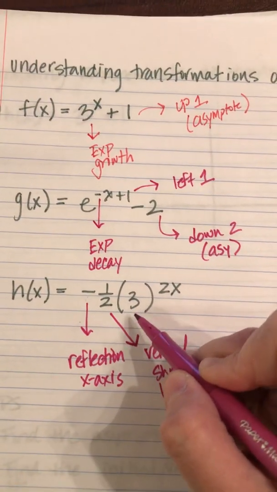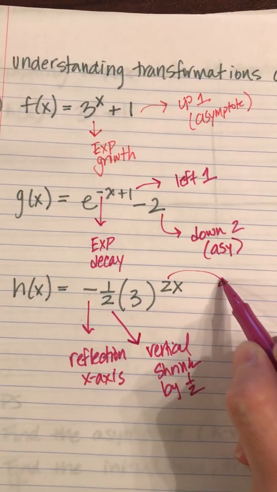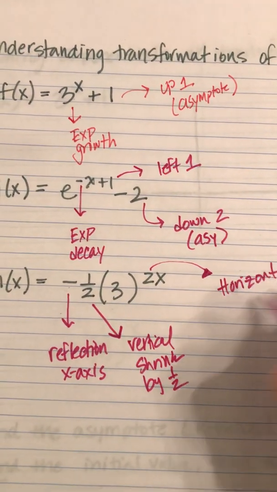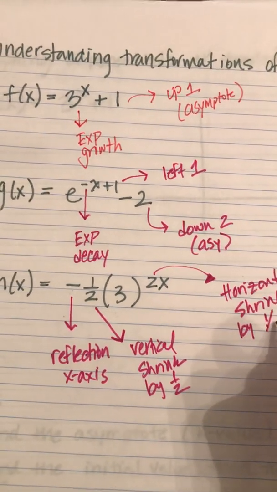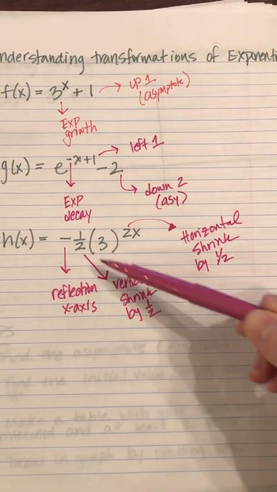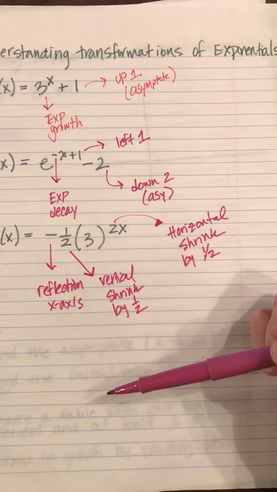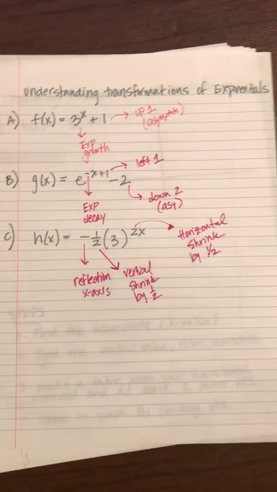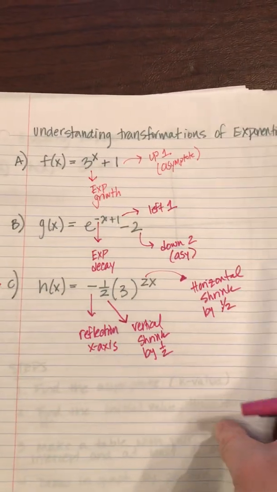Normally, that's not going to be different from your parent function because they're probably going to give you like 3 to the x. But I also want you to represent this 2 here. That's going to be a horizontal shrink by a factor of 1/2. So lots of fun things going on in this one. A horizontal shrink by a factor of 1/2, a vertical shrink by a factor of 1/2, a reflection over the x-axis. So we've got, like I said, a lot of things going on. So there'll be a section of your practice where it asks you just to describe transformations.